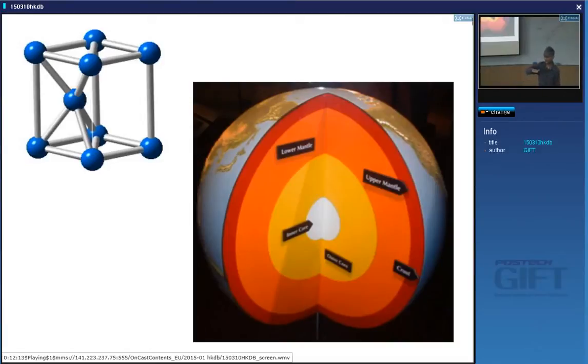So hexagonal close-packed, you know, the stacking sequence of the close-packed layers is AB, AB, AB, right? We will do that later. You can also have a double hexagonal close-packed, which is called ABAC, ABAC, and so on.